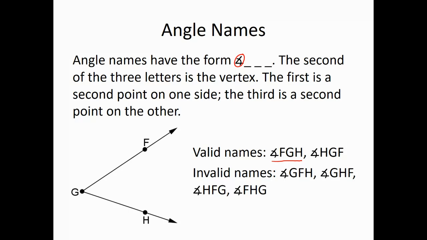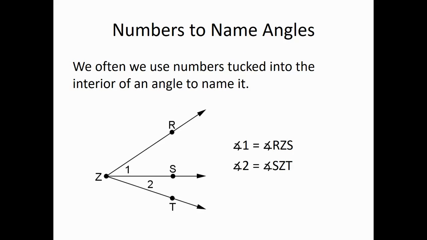Now, obviously, there will be invalid ways to name it. So, for instance, look at the name angle GFH. The reason that that cannot correctly name the angle that you see is that F is not the vertex. And again, the vertex must always come in the middle position. We also sometimes, actually quite often, name angles with numbers, positive integers, that are tucked into, very often in diagrams, close to the vertex of that angle. So you see in the diagram a 1 and a 2.